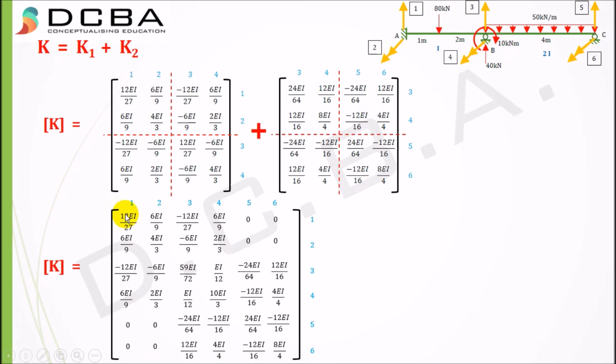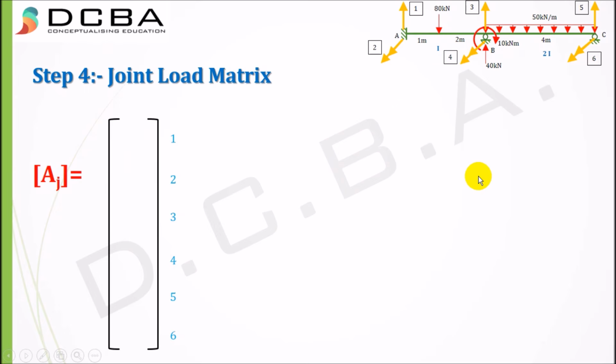So if you just complete the lower triangle or the upper triangle, you can automatically fill the rest half. So you don't have to completely fill all the 6 by 6, that is all the 36 elements. You can fill half of this matrix and then copy it as per their positions. This is completing our step 3, that is total stiffness matrix. Next step is to construct the joint load matrix.